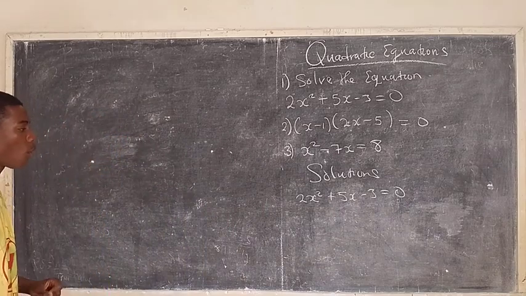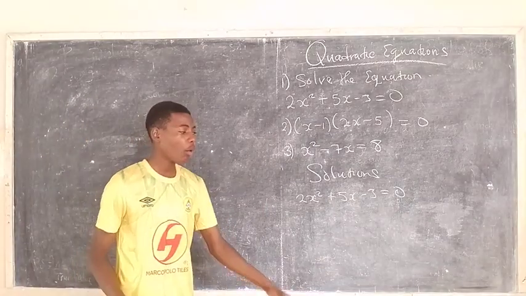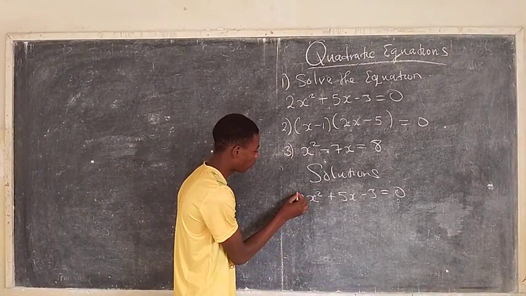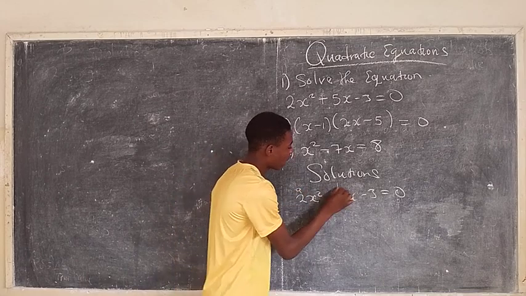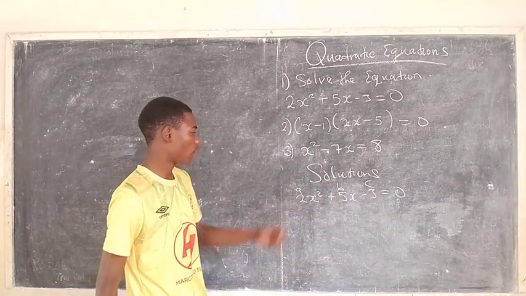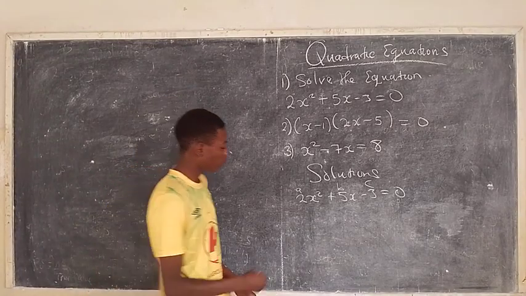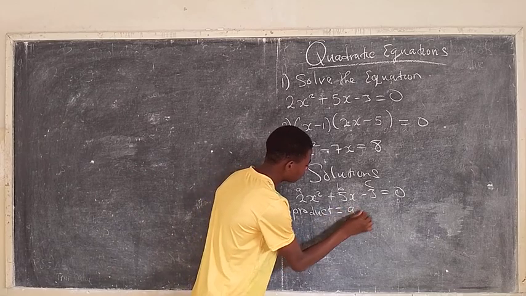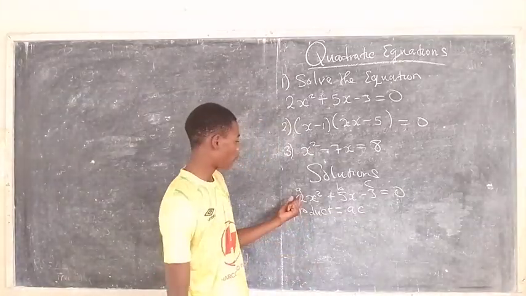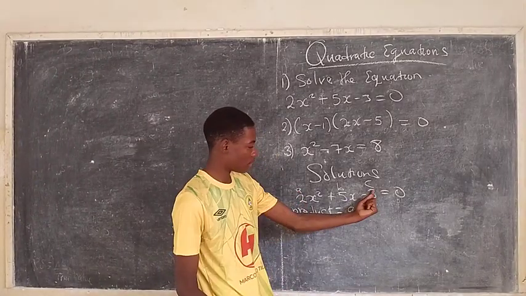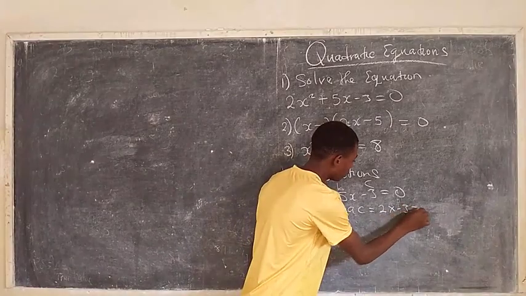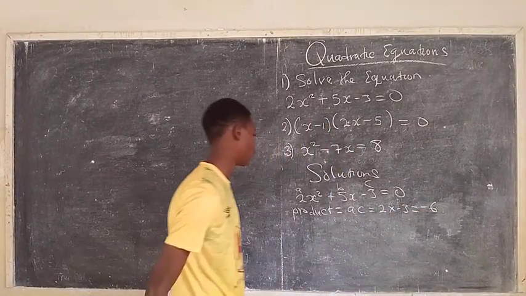We are going to factorize this. So how do we factorize? In a quadratic equation, we always have the first one given as our A, our B, and our C. To factorize this, we are simply going to find the product. So our product is equal to AC. Now we are multiplying A times C, which are the coefficients. We have 2 by negative 3, which gives us a negative 6.